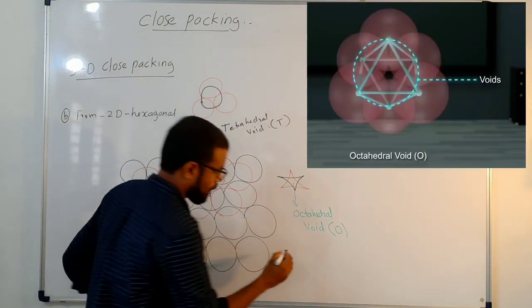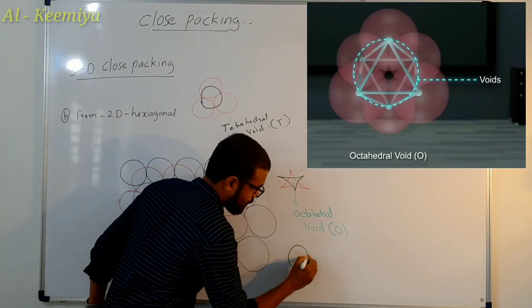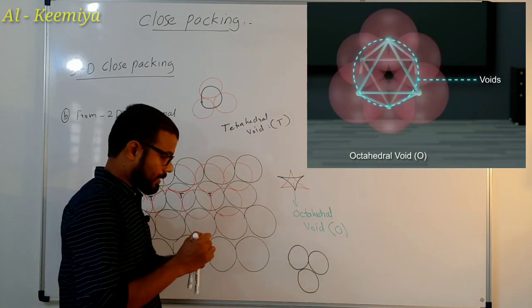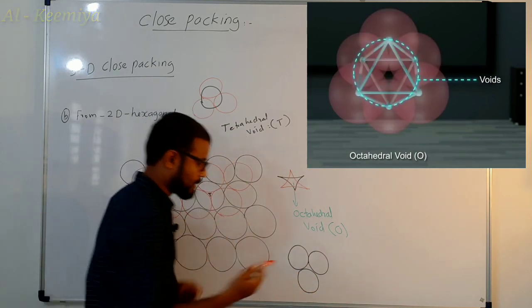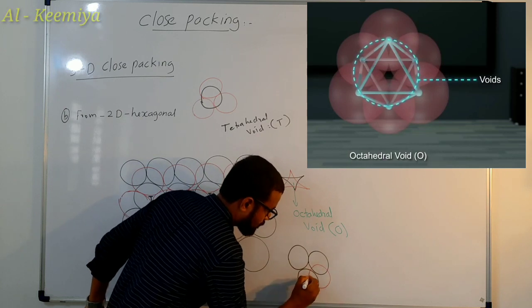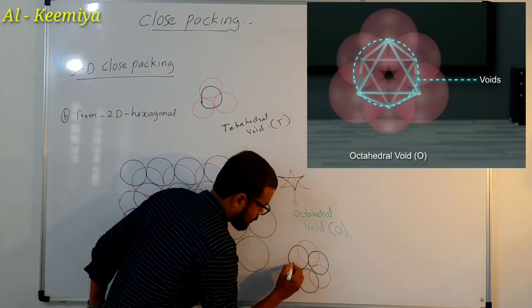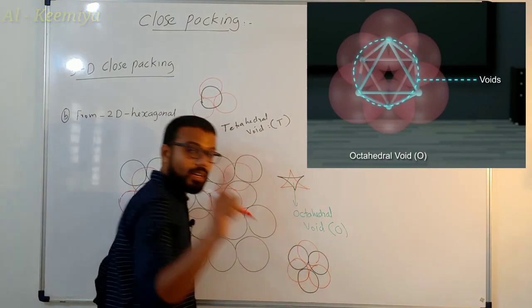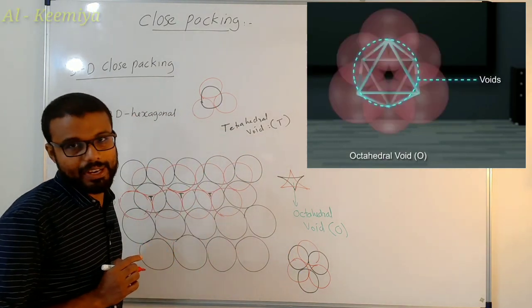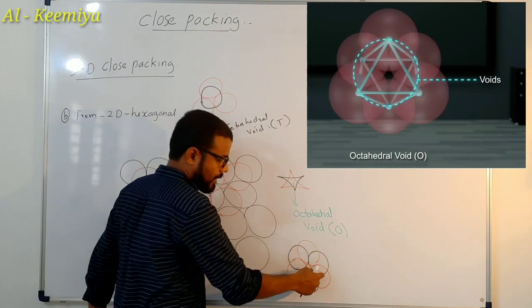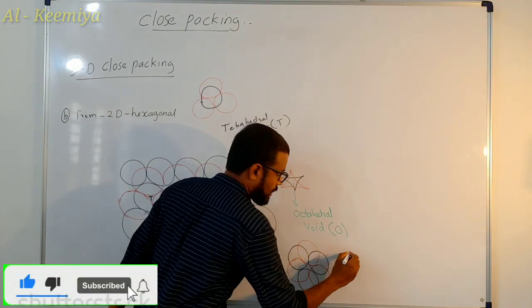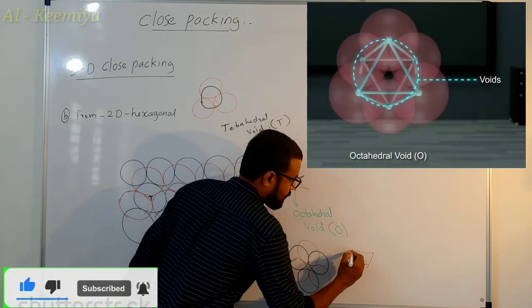So how can we draw an octahedral void? See, these are the 3 particles. Now the second layer particles are coming. 3 particles, red. This is another one, another one, another one. So this gap is called an octahedral void. Why is it octahedral? If you connect the centers of all these 6 spheres, you will get an octahedron. Octahedron you learned in chemical bonding. It will be like this.